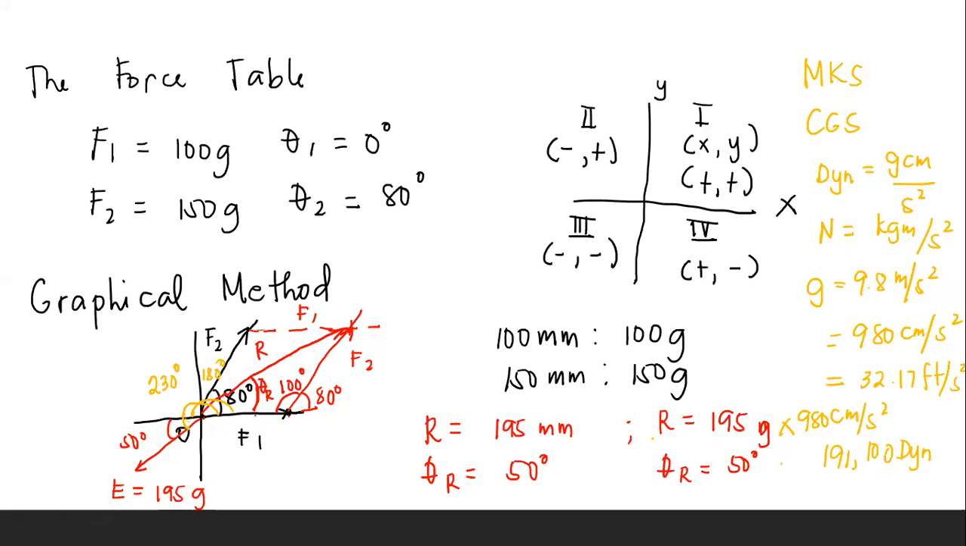Okay, now for your resultant under the graphical method, we multiply 195 grams by a gravity of 980 centimeters per second squared, which is now equal to 191,100. Remember, we use the value of gravity as 980 centimeters per second squared since we use the unit of mass in grams under the CGS.